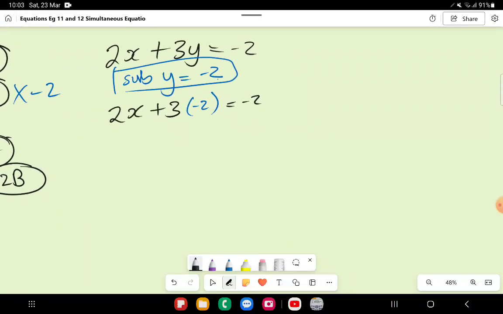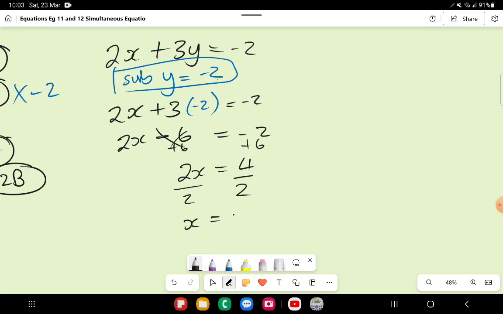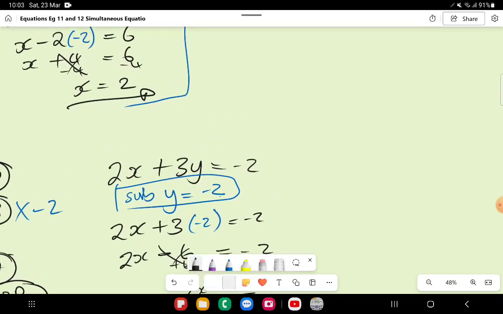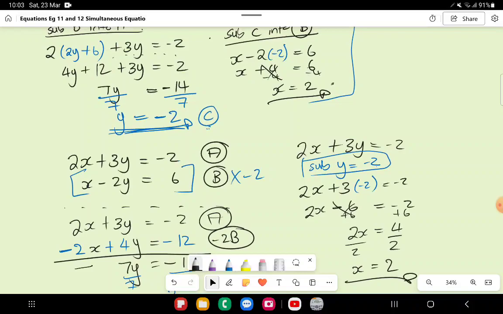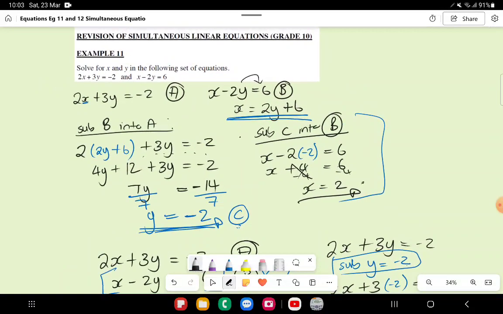So now I say 2x minus 6 is equal to negative 2, plus 6 on both sides. So that's gone. 2x is equal to positive 4. Divide by 2, divide by 2, x is equal to 2, which again is the exact same answer we got on the top. So simultaneous equations, a couple of ways of doing it, all of them are correct.